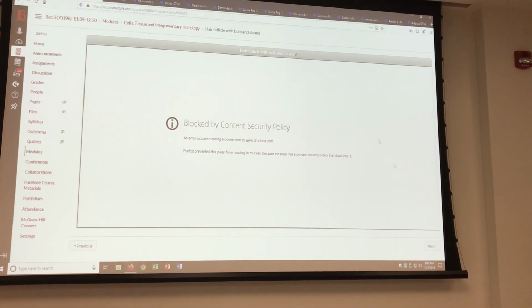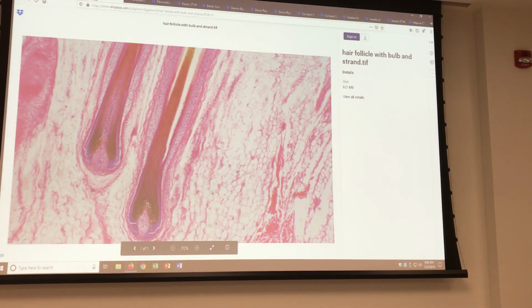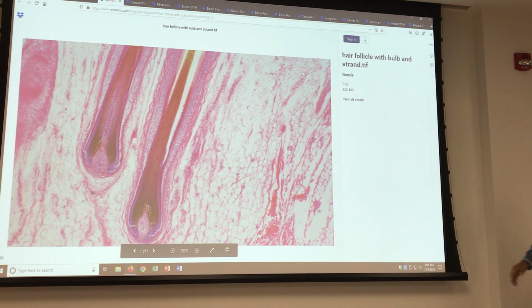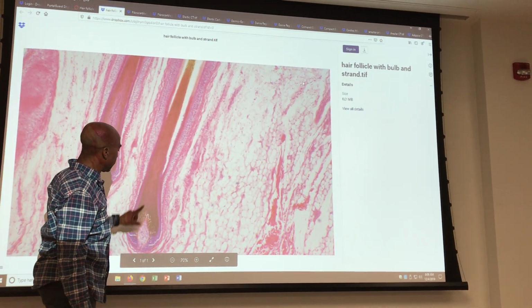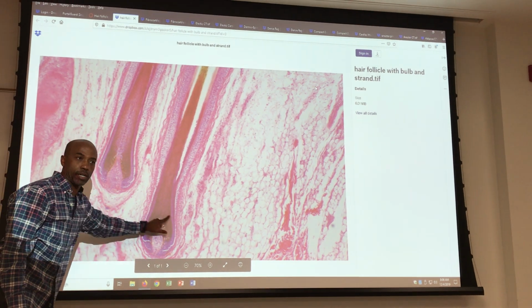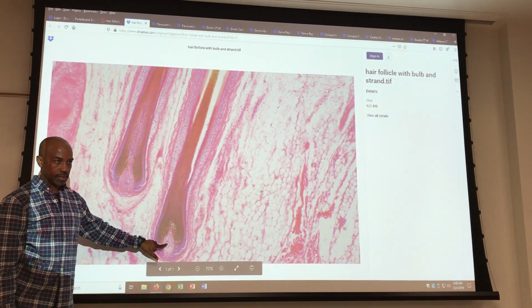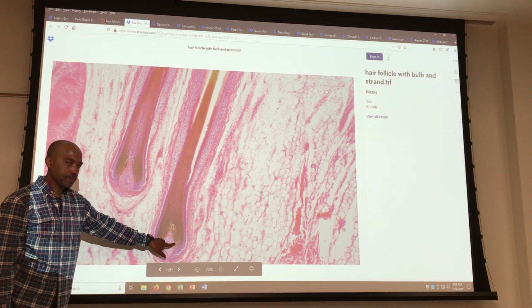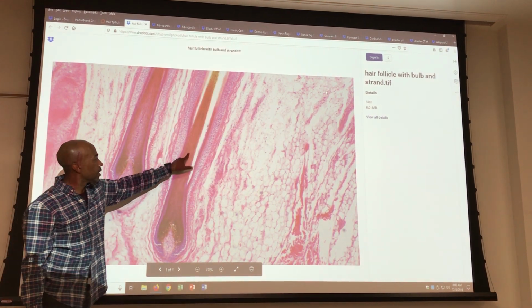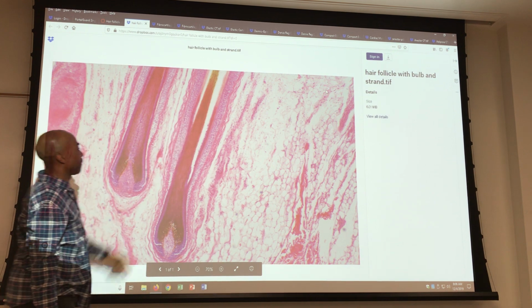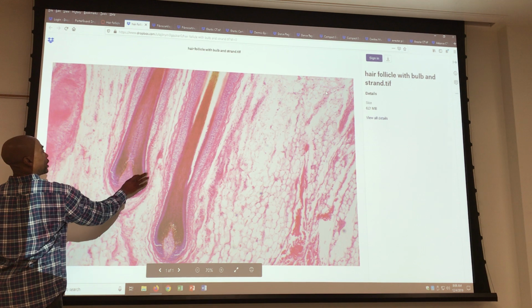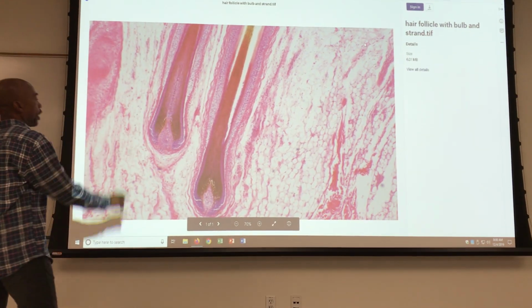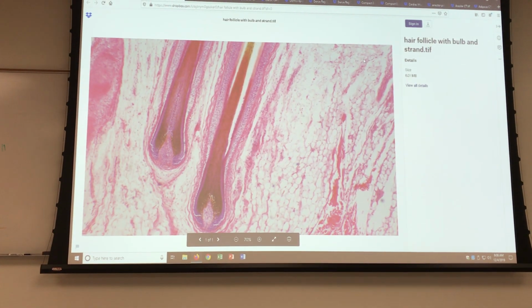This is the hair follicle. All right, so hair follicle out here. These are the root sheath. This is the hair bulb here. This is the hair papilla. Here is the hair matrix. This is the hair strand in the follicle. Same here: hair bulb, papilla, matrix, hair strand growing in the hair follicle.